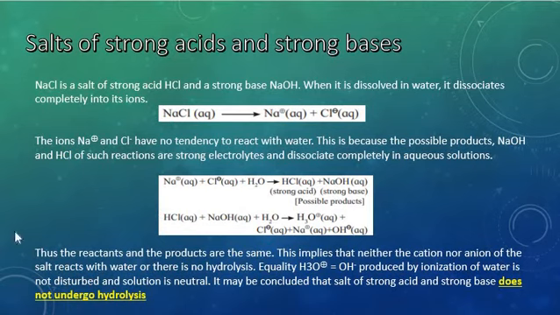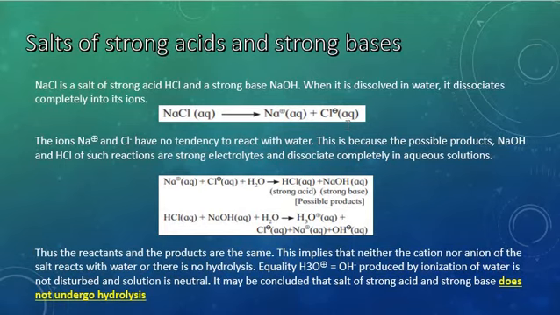So let's go to category number 1, the salt derived from strong acids and strong base. Let's take one such example, and that is sodium chloride. Sodium chloride is a salt of strong acid, that is HCl, and strong base NaOH. When sodium chloride is dissolved in water, what will happen? Sodium ion and chloride ion will be produced.